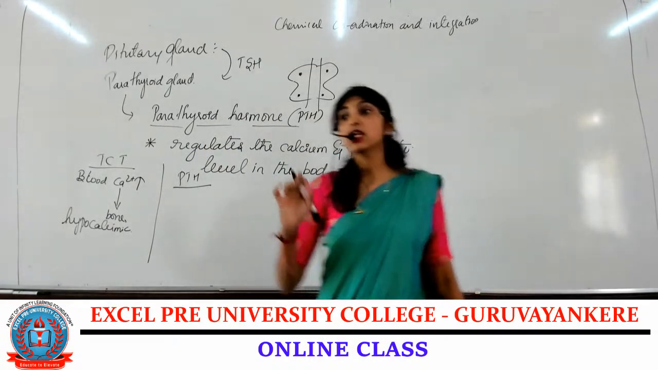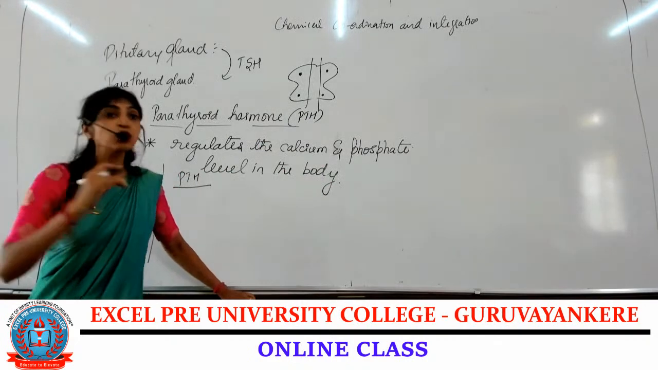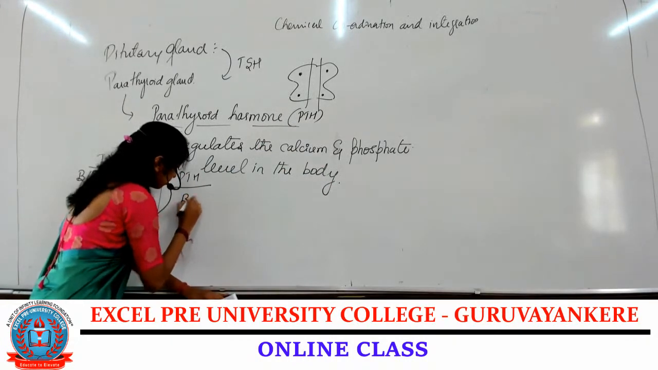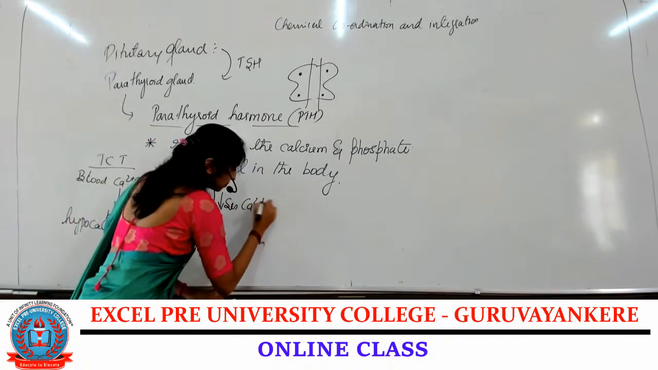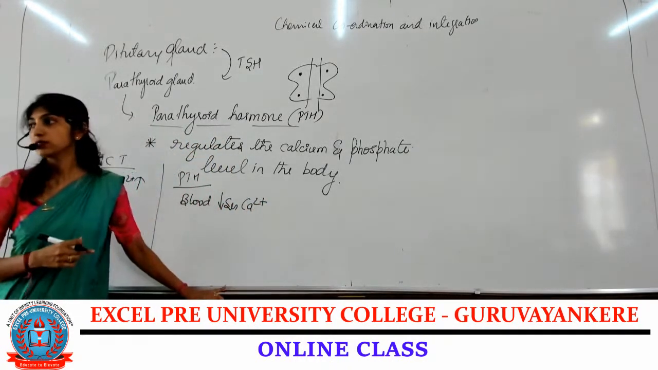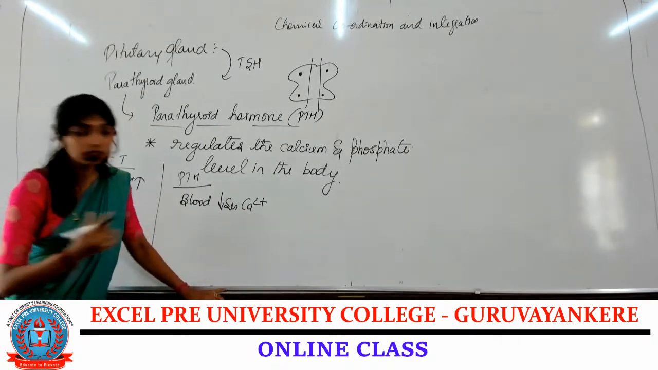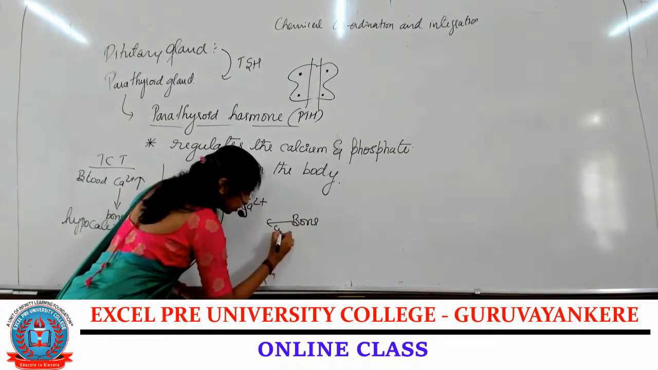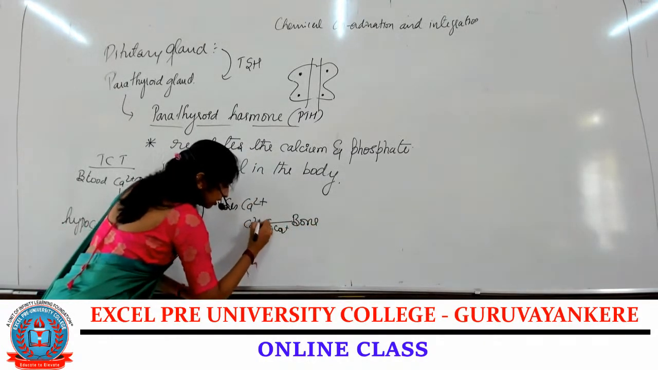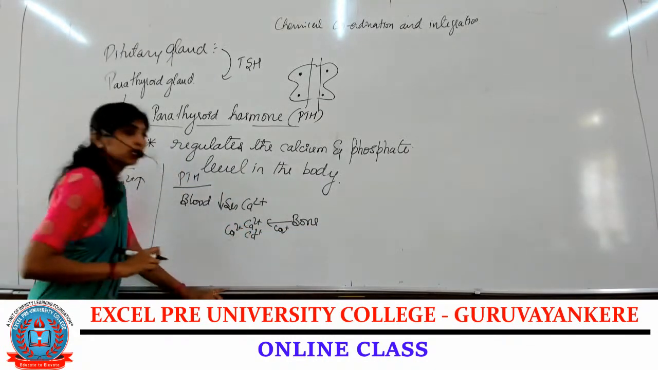thyrocalcitonin. That means if there is reduced calcium, if the blood consists of less calcium, what does it do? It takes up the calcium from the bones and transports it into the blood.